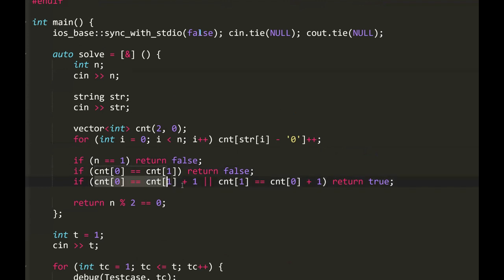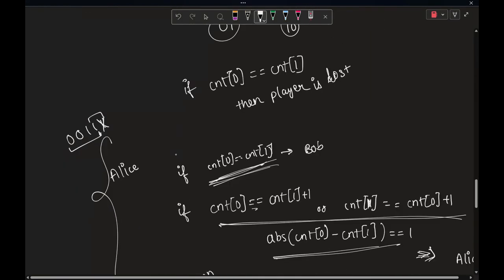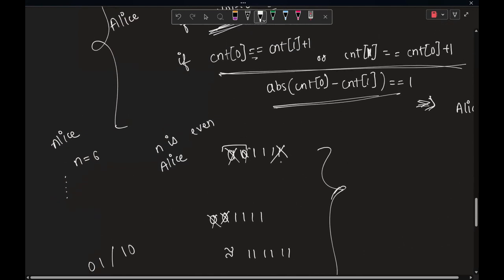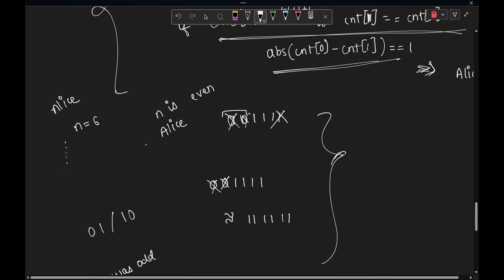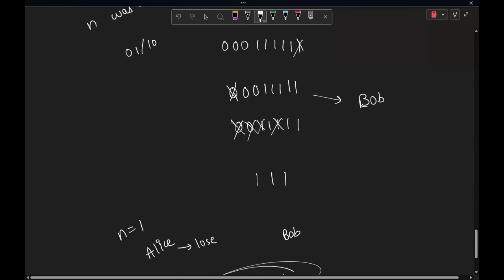If the count of 0 is just greater than the count of 1, or the count of 1 is just greater than the count of 0, basically in one move you can make this condition happen for the opponent, then in that case you can win. And in the other cases, if n is even, then you are winning. If n is odd, then you are losing. We have identified that if all of these conditions had not happened, then it did not really matter what the string looked like. The only thing which mattered was whether n is even or odd. In the case of n being even, Alice was winning, and for n being odd, Bob was winning.